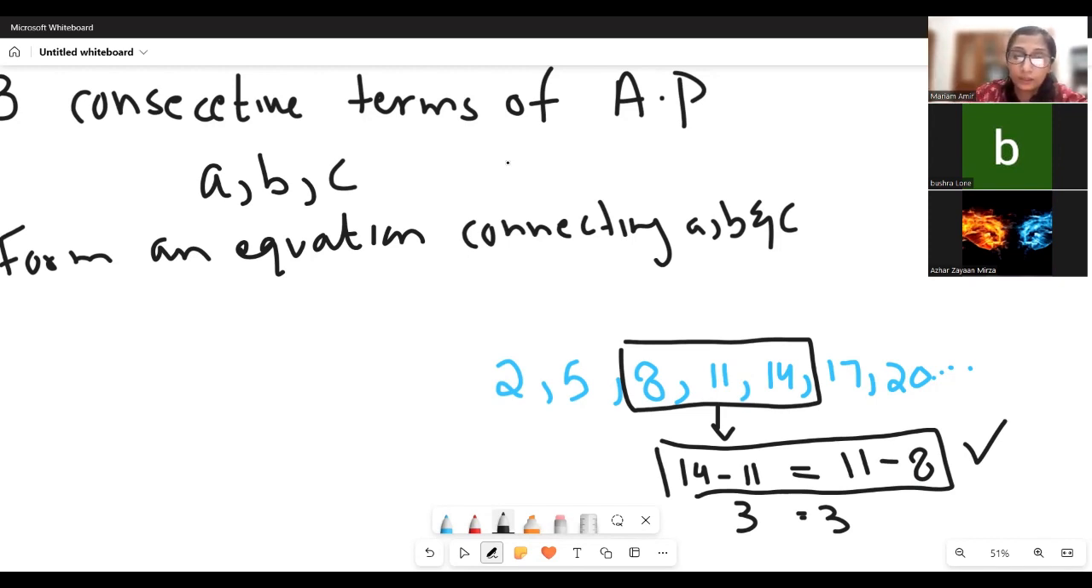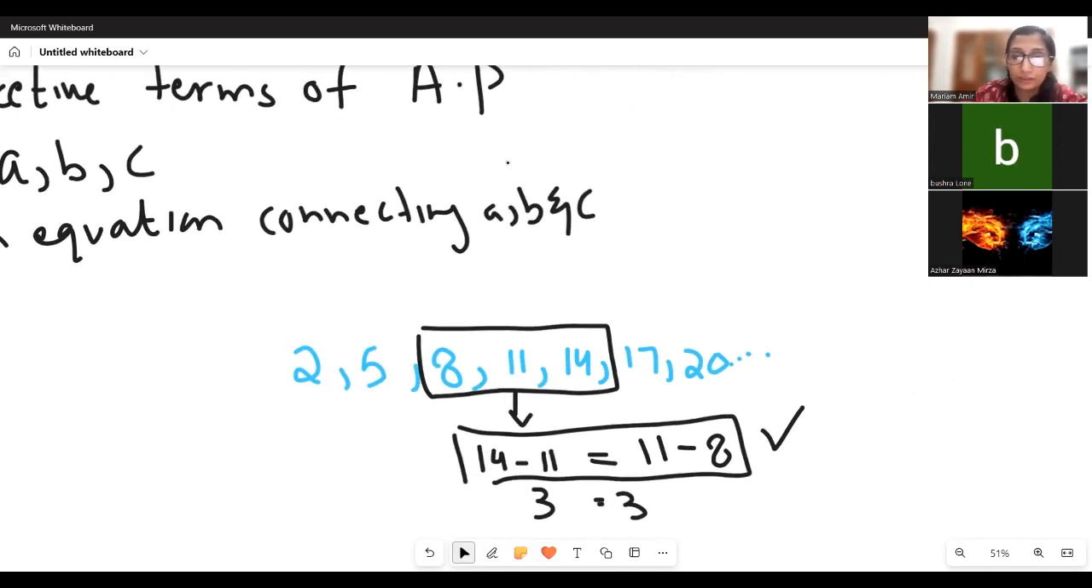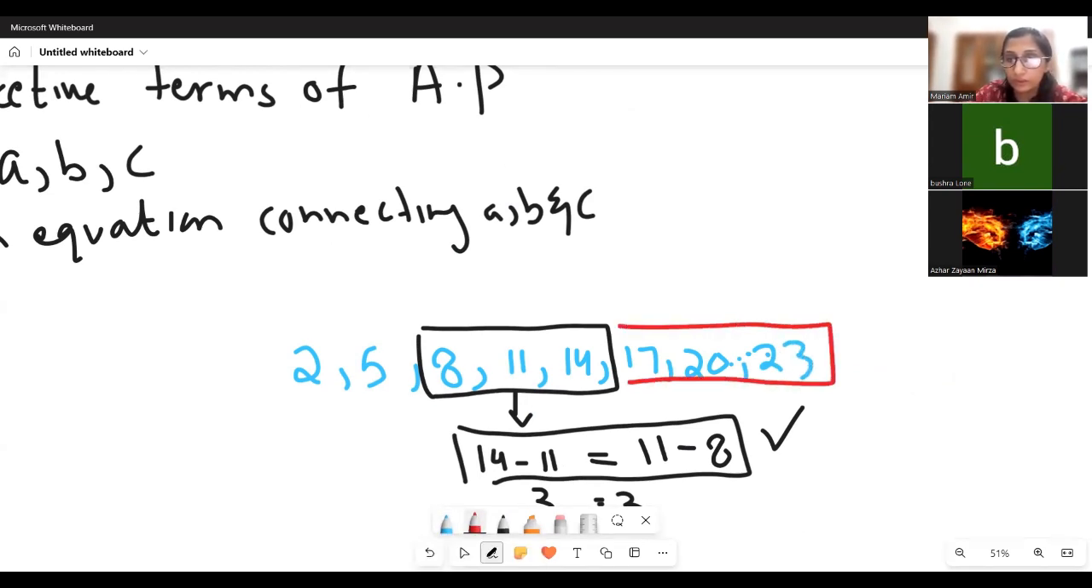Similarly, if we talk about the next 3 consecutive terms, which would be 17, 20, and 23, and we're asked to form an equation using these 3, then who can tell me what's going to be the equation that has 17 in it, 20 in it, and 23 in it?